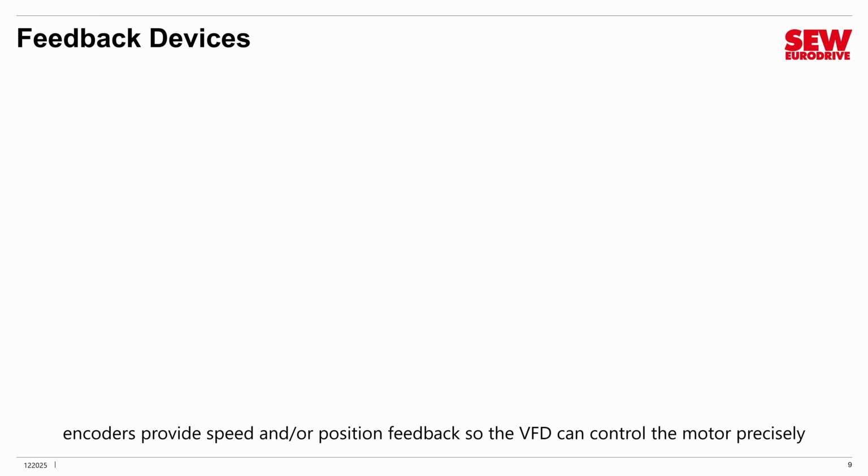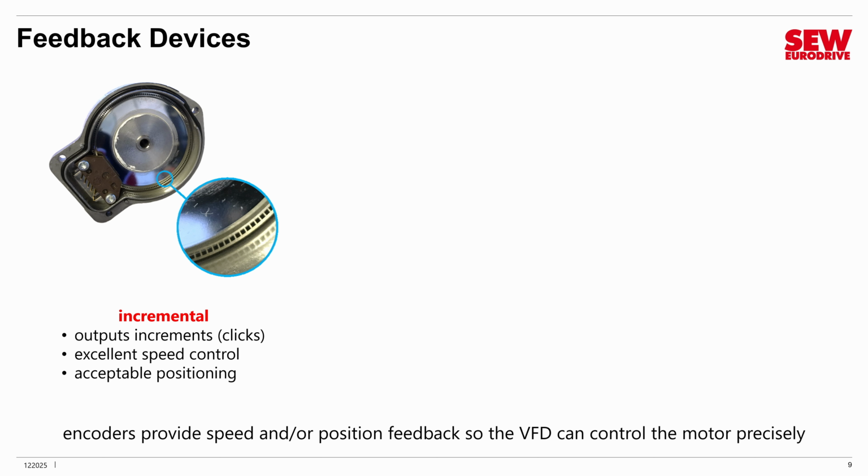One of the most popular encoder types is the incremental encoder. It is a relatively affordable encoder. It outputs what are called increments. These also go by the name of pulses or clicks. So you get these electrical clicks coming out, and the VFD counts them and times them, and based on that, it can do speed control and positioning. Many of them are optical. This one is. You can see it has a rotating disc with tiny little black lines on it. A sensor over the disc can see these, and as the disc turns, the black lines generate the clicks.